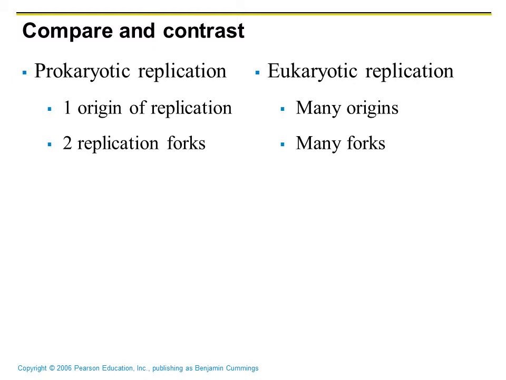Compare and contrast prokaryotic replication to eukaryotic replication. In prokaryotic replication, you have one bubble with two forks. The bubble is referred to as the origin of replication. In eukaryotes, you're going to have many bubbles or many origins of replication and many forks.